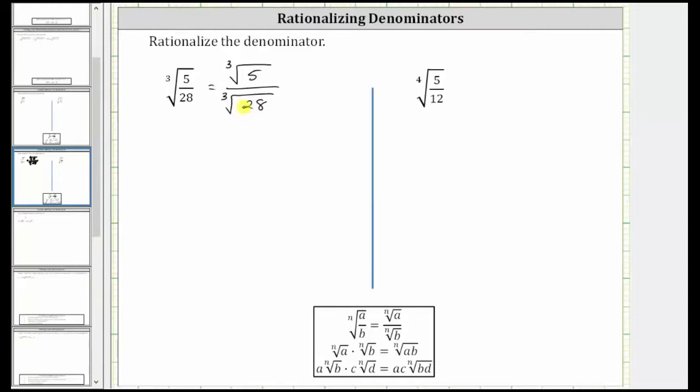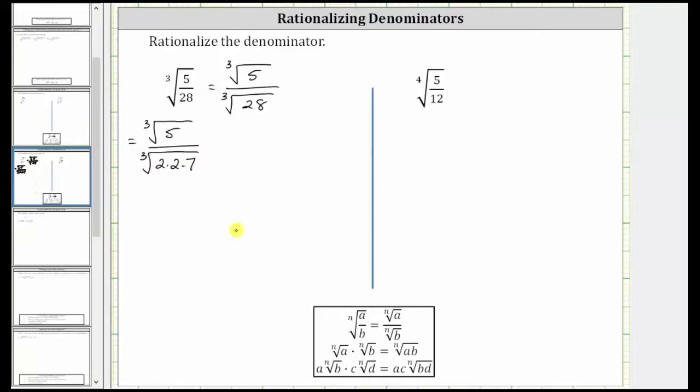so that it simplifies perfectly. To help us figure out what to multiply the numerator and denominator by, let's look at the prime factorization of 28. 28 is equal to 4 times 7, 7 is prime, and 4 is equal to 2 times 2, both of which are prime. Let's write the expression as the cube root of 5 divided by the cube root of 2 times 2 times 7.